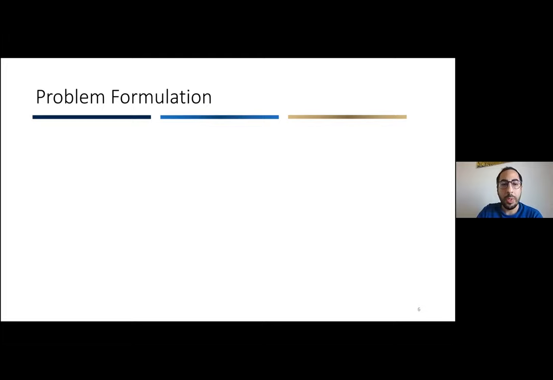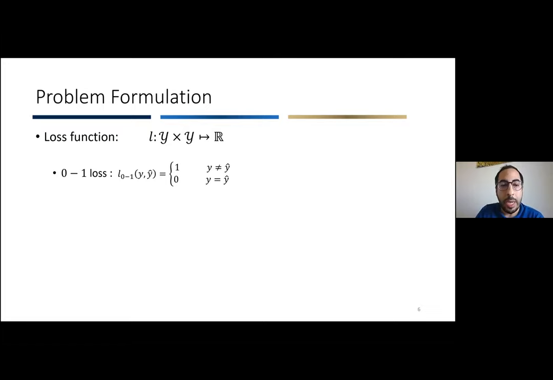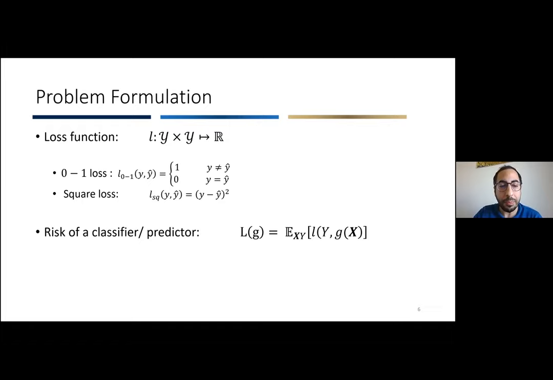Now, with that said, we also have a loss function for the performance, which is a function L from Y times Y to R. We can have the 0-1 loss function, which is useful for classification, and the square loss function, which is useful for regression problems. As the risk of a classifier, we take the expectation of this loss, the expected loss. Therefore, for the 0-1 loss function, we have the misclassification error, and we have the mean square error for regression problems.